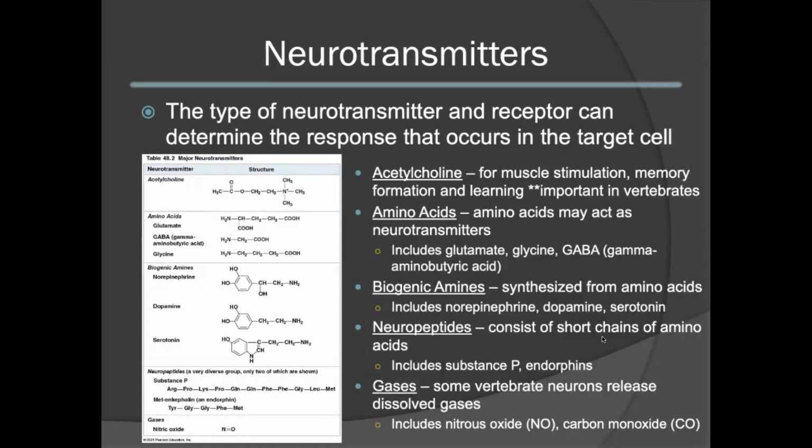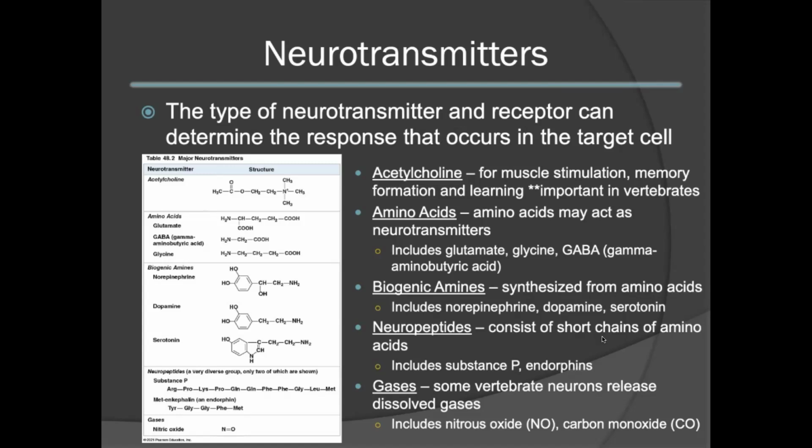There are many different types of neurotransmitters that can be present within neurons. However, it's the action of the neurotransmitter binding to its receptor that will determine the ultimate response in a target cell. Take a look at the diagram to the left to understand the role of these various neurotransmitters. Common neurotransmitters involve acetylcholine. Acetylcholine is the basic neurotransmitter that is responsible for stimulating muscles, memory formation, and learning, which is very important and becomes pronounced in vertebrates.